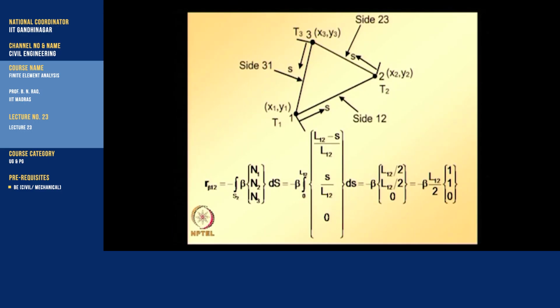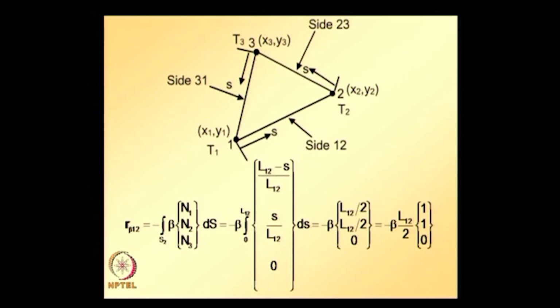So, similar operations can be repeated if required for side 2 3 and 3 1. When I say if required, I mean if natural boundary conditions are specified along side 2 3 and 3 1. If natural boundary condition is not specified along 2 3, or if natural boundary condition is not specified along any of these sides, along that side we do not need to evaluate these integrals.